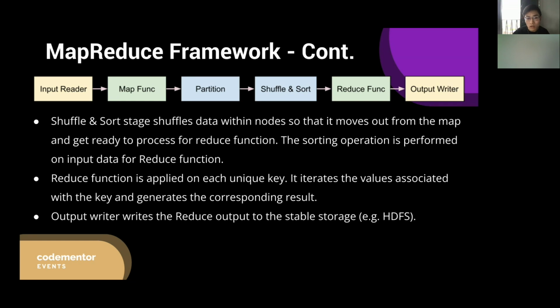Then we go to the reduce stage. Reduce function is applied on each unique key. It iterates the values associated with the key and generates the corresponding result. Finally, the output writer writes the reduced output to the stable storage, for example, HDFS.